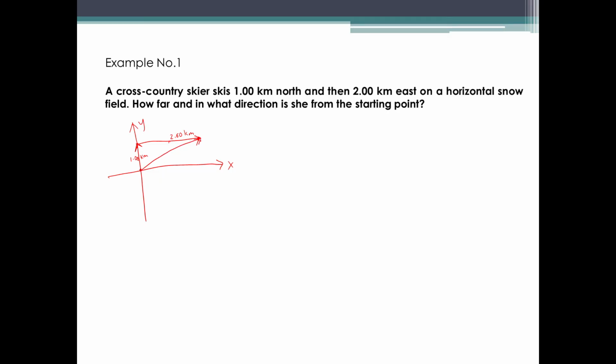So, actually, it can be solved using Pythagorean. Very easy. Let's just simply use Pythagorean. So, the resultant is the square root of x squared plus y squared. X is 2, squared, plus y, 1, squared. Positive both, no? So, r is the square root of 5. 2.24 kilometers.